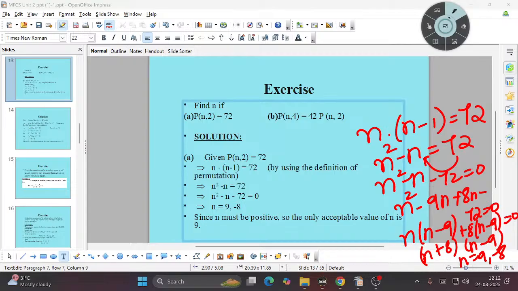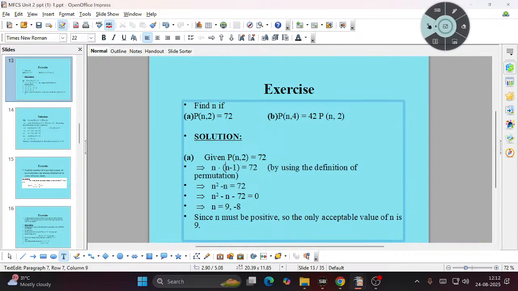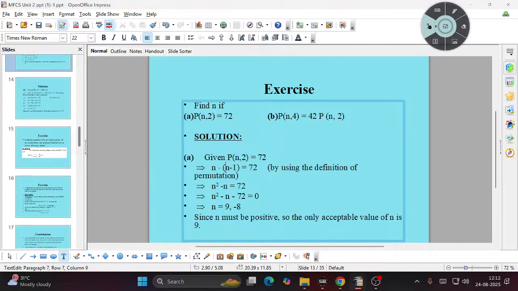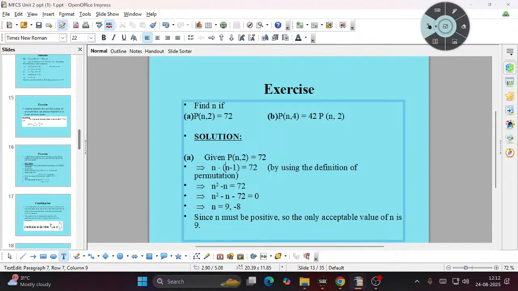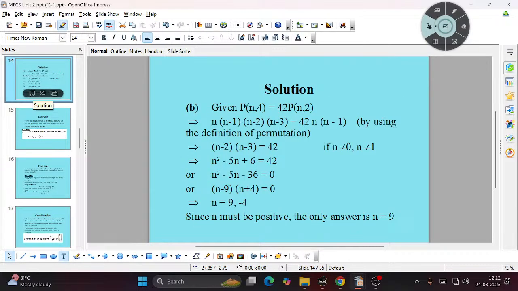Shall we go to the next problem? Is this completed? Yes or no? Let us go to the next question. Write down P of n comma 4 is equal to 42. P of n comma 4 equal to 42. P of n comma 2.